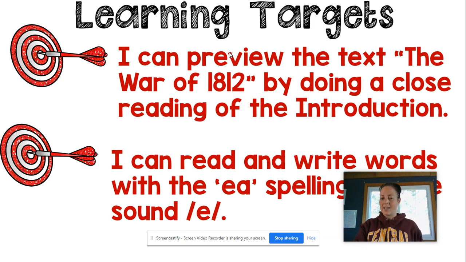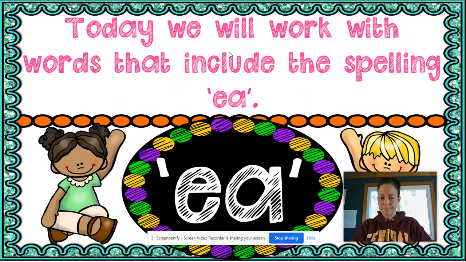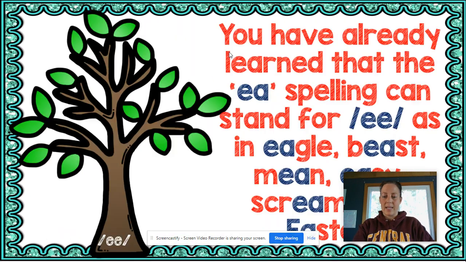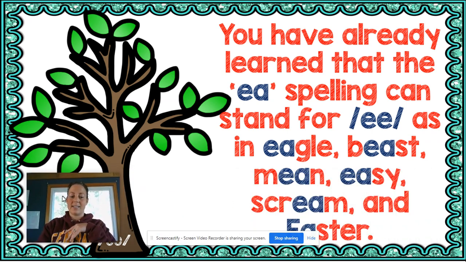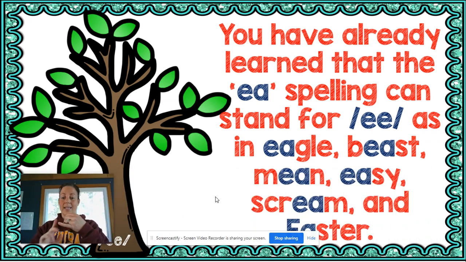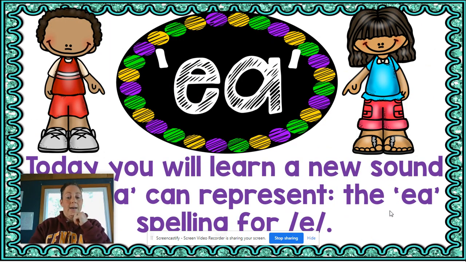Typically the EA spelling we've been practicing says E, but there are also words where it says the eh sound. So today, we're going to practice making that short eh sound. So let's look at EA here real quick. We have already learned that the EA spelling can stand for E, like eagle, beast, mean, easy, scream, and even Easter. But today we're going to learn a new sound, and that is that EA can also say eh.